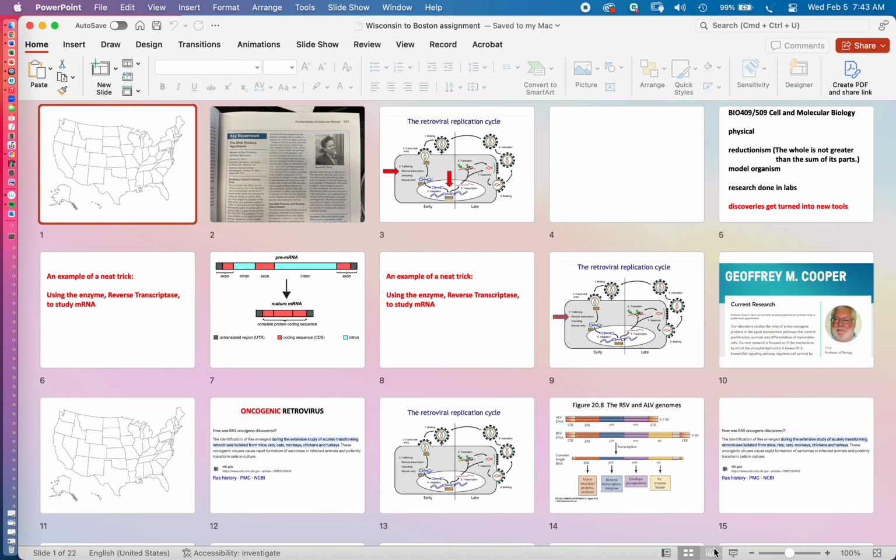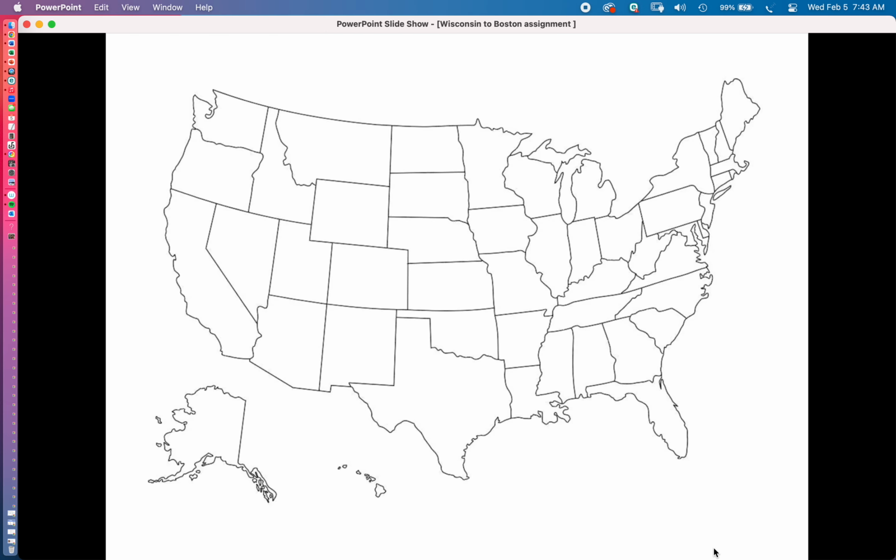You're going to draw three simple labeled pictures and send photos of those three labeled pictures to me. I call this assignment Wisconsin to Boston because it follows the path of our textbook author when he was your age in the early 1970s, and how his research path occurred. You don't have to remember this path at all.